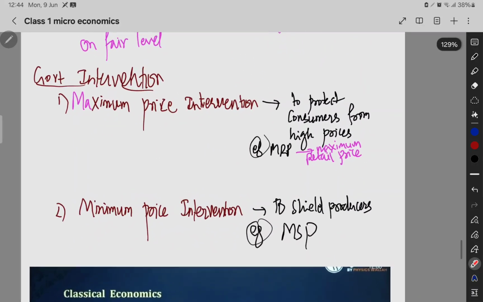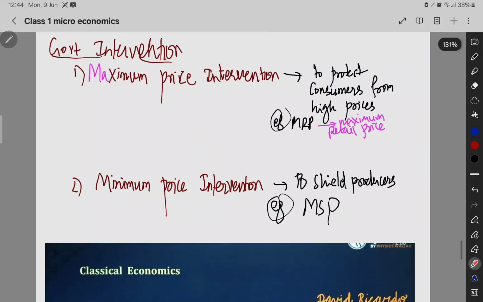Now let us see government intervention. There are two types of government interventions: maximum price intervention and minimum price intervention. What is maximum price intervention? This is to protect consumers from high prices. For example, MRP, maximum retail price. You see it when you purchase clothes. Maximum retail price is an example for maximum price intervention by government. And what is minimum price intervention? It is to shield producers.